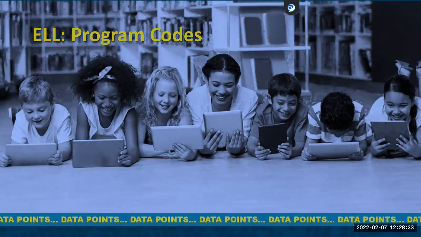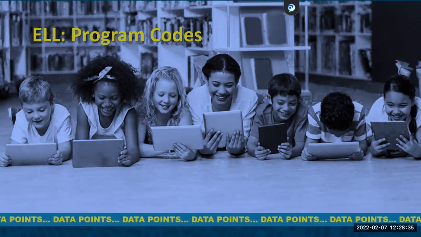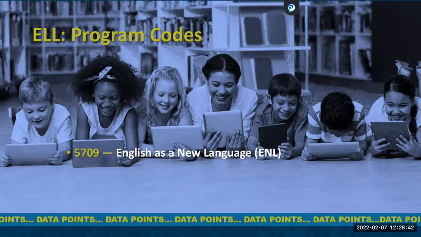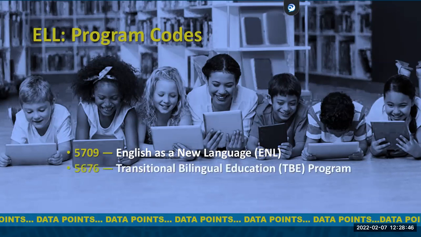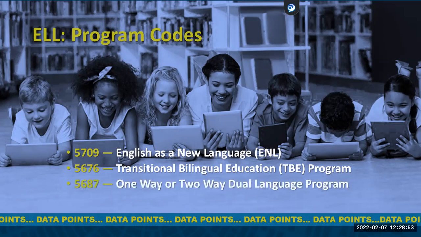Here come those program codes I mentioned a couple of slides back. You must report one of the following program codes when reporting a student as ELL eligible. 5709, English as a new language. 5676, transitional bilingual education. 5687, one-way or two-way dual language program. 8239, ELL eligible but not in an ELL program.